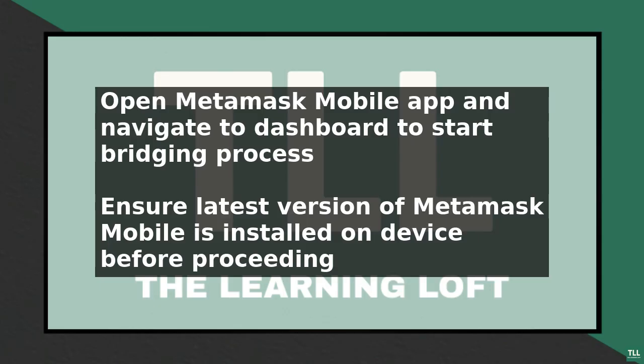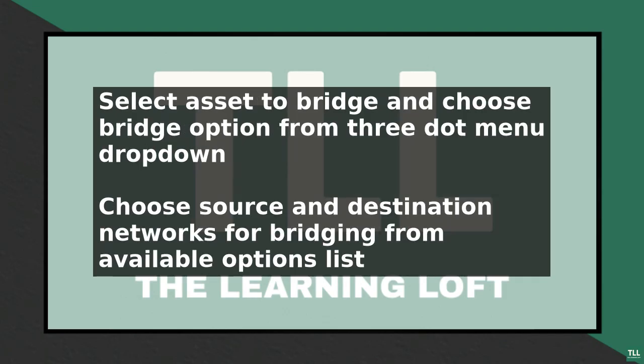Next, you will be prompted to select the source and destination networks for the bridge. Choose the network you want to bridge from and the network you want to bridge to. For example, if you want to bridge Ethereum from the Ethereum mainnet to the Polygon network, select Ethereum as the source and Polygon as the destination.